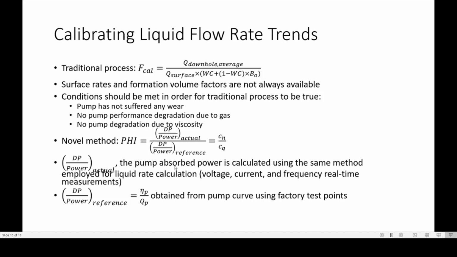So this is the pump absorbed power that's calculated using the same method employed for liquid rate calculation, which is a function of voltage, current, and frequency real-time measurements. And the dP power reference is obtained from pump curves using factory test points.